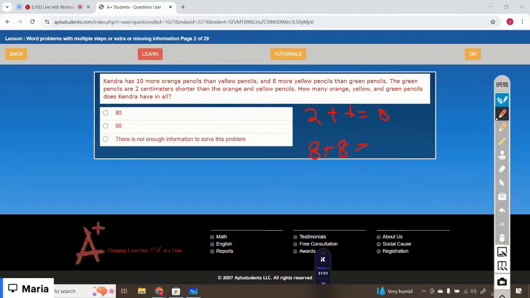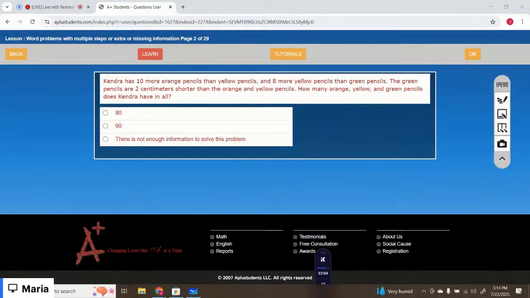Kendra has 10 more orange pencils than yellow pencils and 8 more yellow pencils than green pencils. We are not given how many green pencils she has, right? So the correct option is there is not enough information to solve this problem.